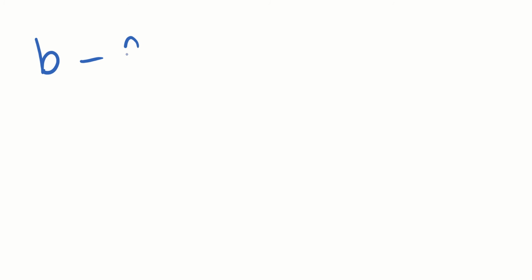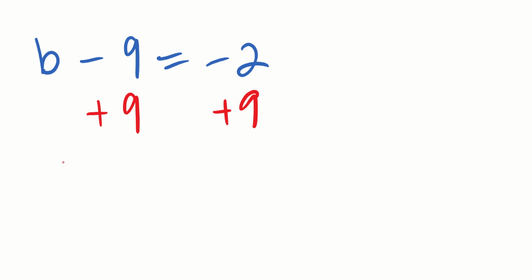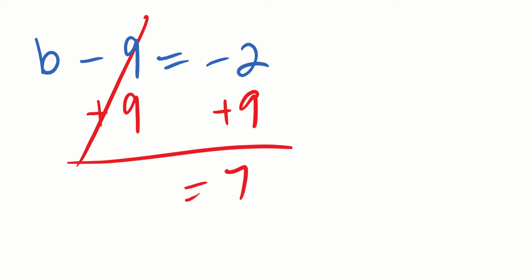b minus 9 equals negative 2, minus 9, inverse would be add 9. So negative 2 plus 9, different signs subtract, keep the sign of the bigger number. B is going to be 7. I can plug in to check.